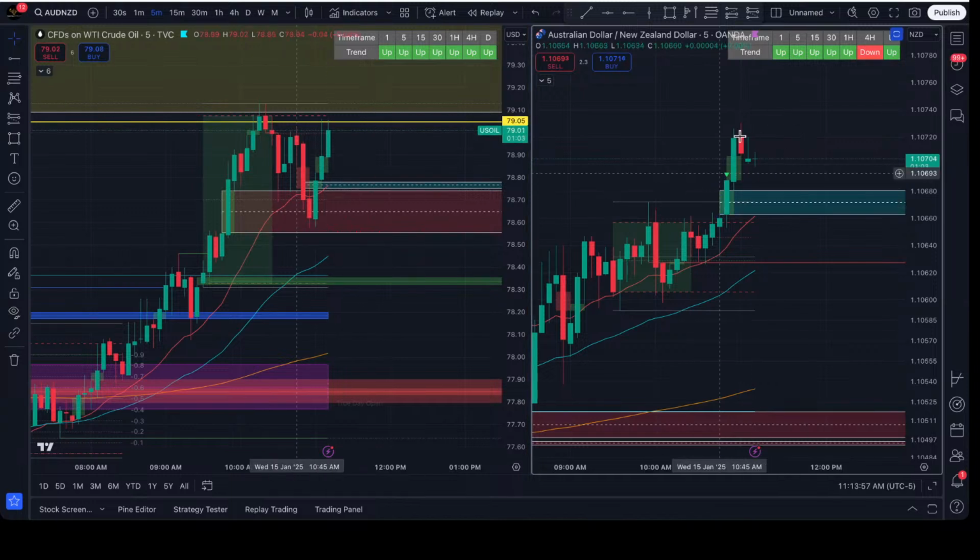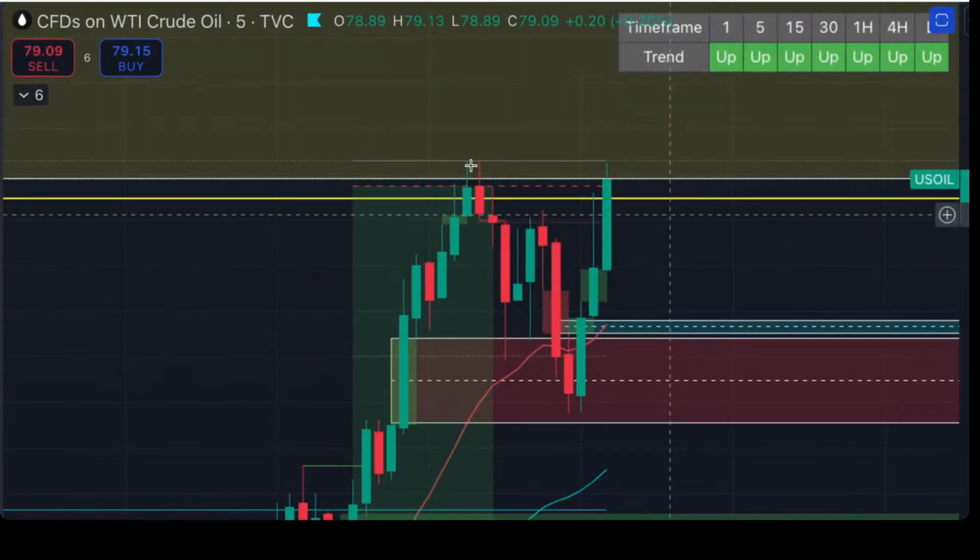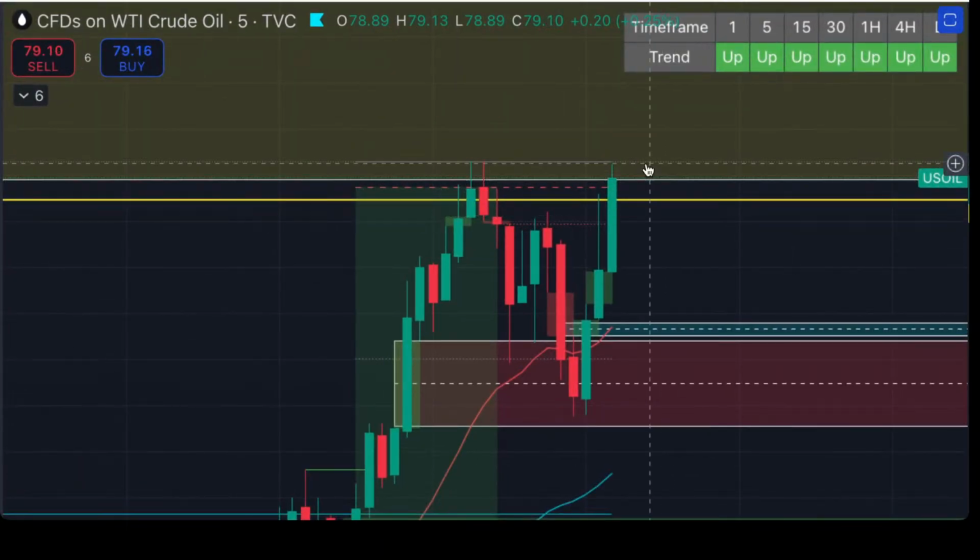Aussie New Zealand frozen here. We're not interested from this fair value gap. Just want to see what happens down here. 47 seconds left. Oil continuing up still. Did we take that high? Not quite. Almost.